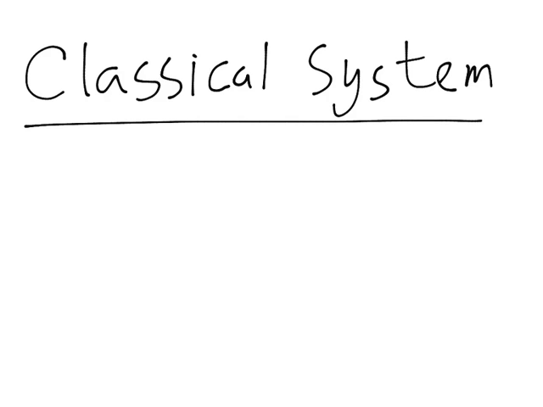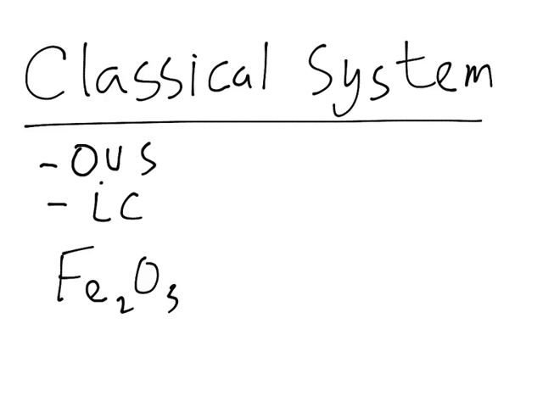The classical system is a little bit different in that the suffix that you will use will depend on the charge of the cation. So if you're using the lower charge, you will add the suffix OUS. If you're using the higher or the greater charge, you will add IC. So we can use the same examples as before. Fe2O3 and FeO.